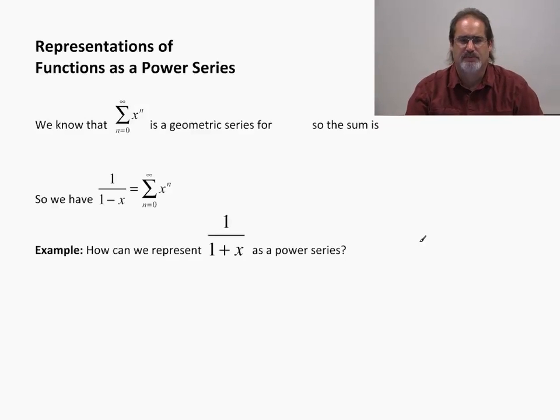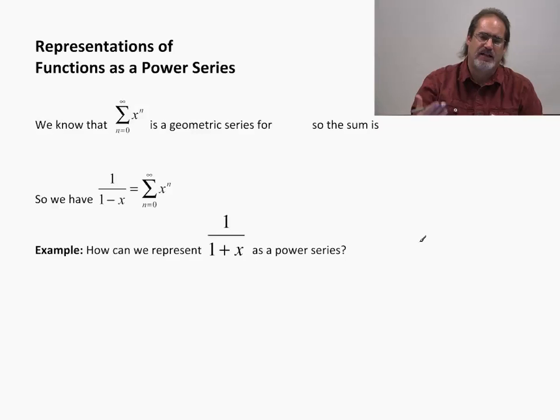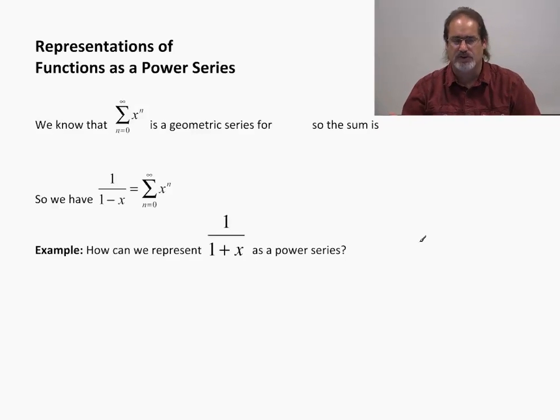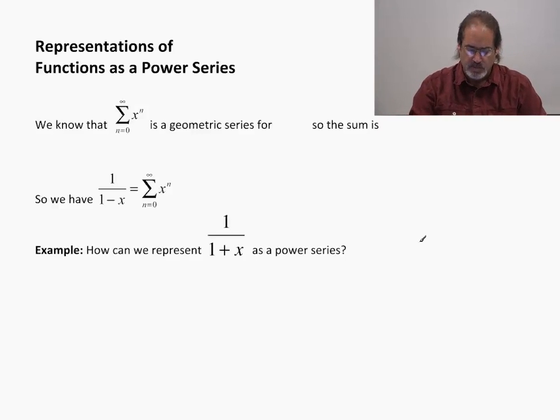One of the cool things about a power series is that it will actually allow us to represent other functions as power series. We know, as an example, that the sum n equals 0 to infinity of x to the n is a geometric series, specifically for the absolute value of x less than 1. So the sum is going to be 1 over 1 minus x.